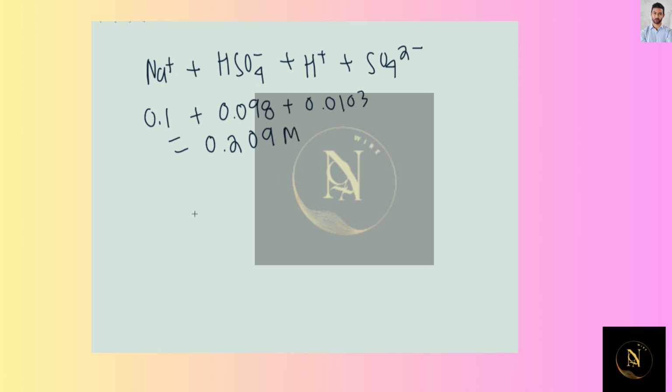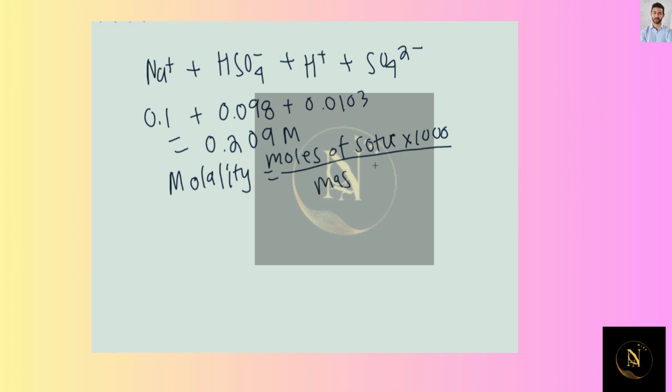So now, since we know the molarity of the ion solution, we can find our molality. Our molality equation is equal to moles of solute over mass of solvent.